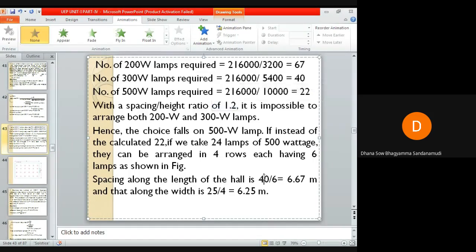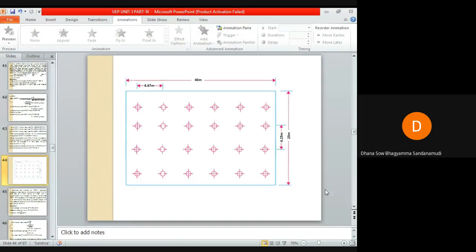If I assume 4 rows, and in each row 6 lamps, then I will get 24. The length of my room is 40, so 40 by 6, I will get 6.67 meters. The width of my room is 25, so 25 by 4, I will get 6.25 meters. So the dimensions of my room will be somewhat like this.